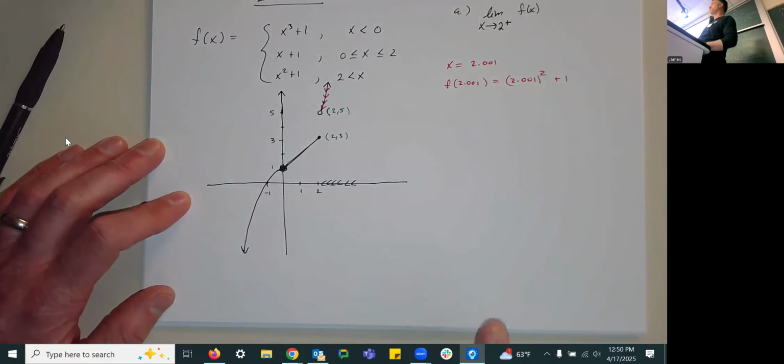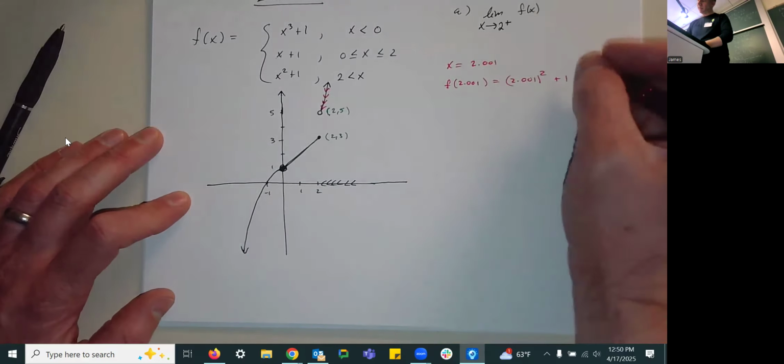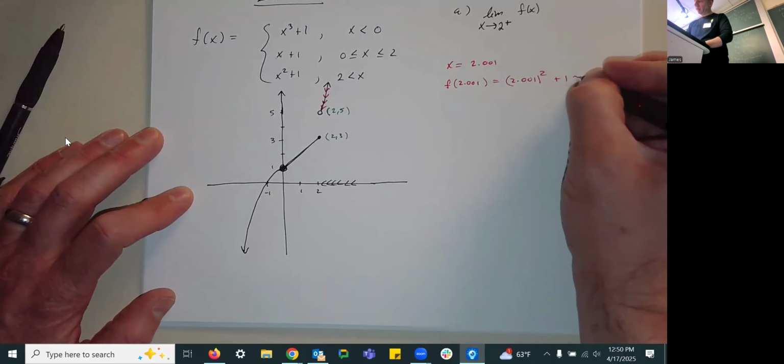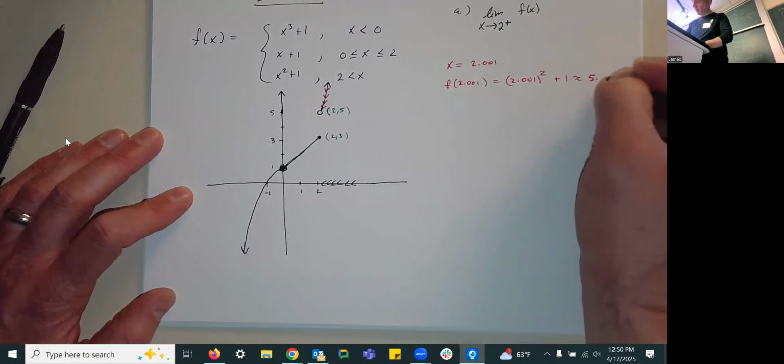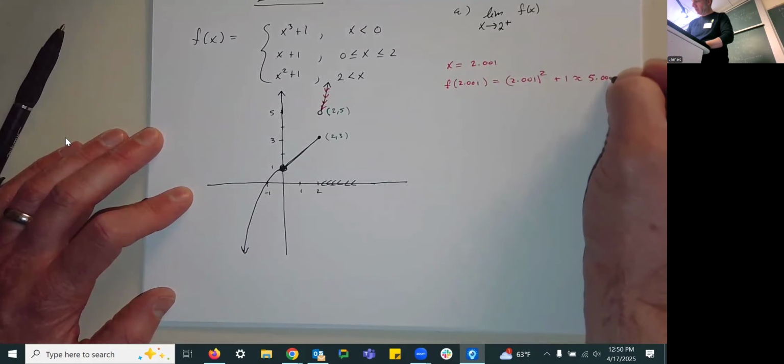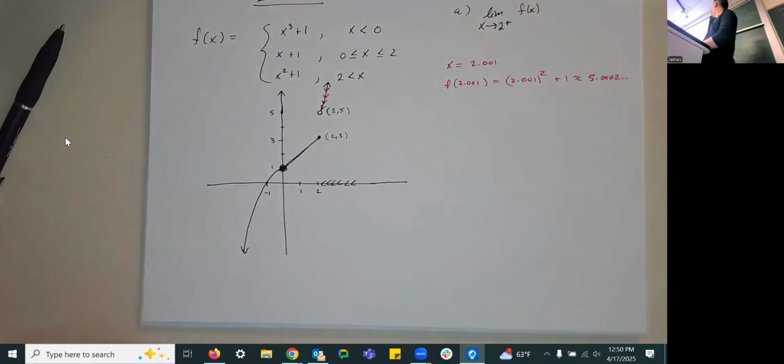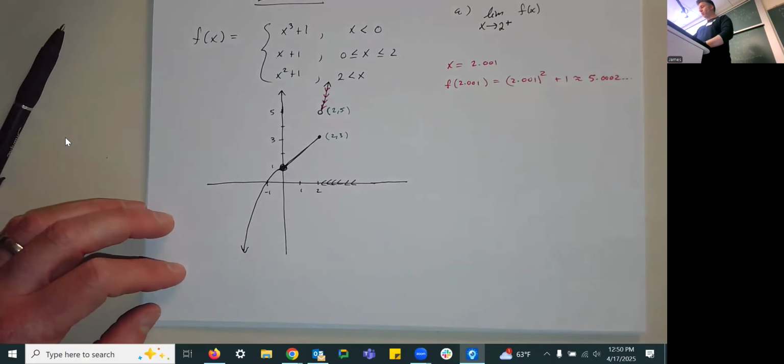I don't know exactly what 2.001 squared is, but it's probably something like 5.00 something. I know that's super helpful. But it's really close to 5. We don't actually get to 5 ever, right? 5 isn't in the range of this function at all, but that's not what the limit is concerned about. The limit is just asking, what are we getting close to? Oh, we're getting close to 5 as x moves in on 2. So this limit is equal to 5.